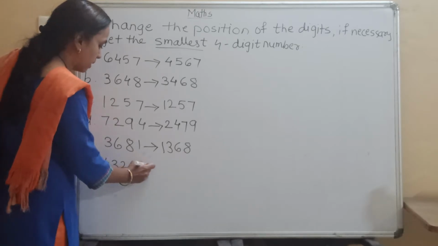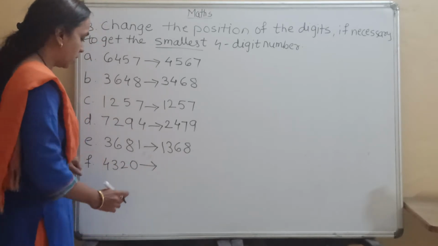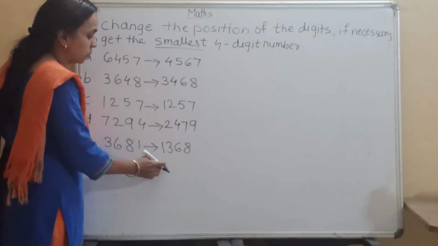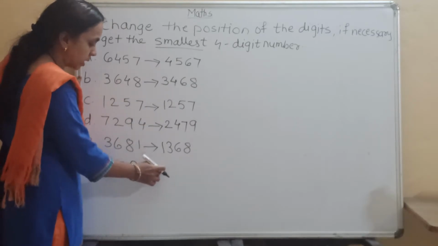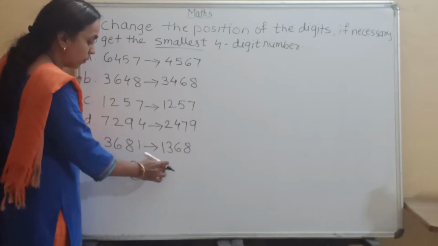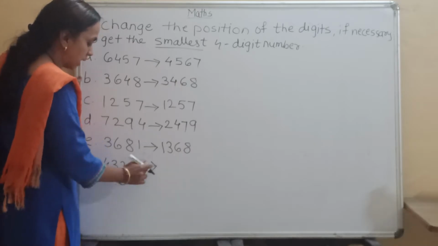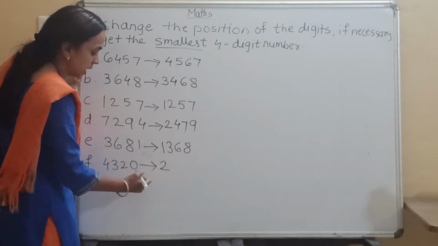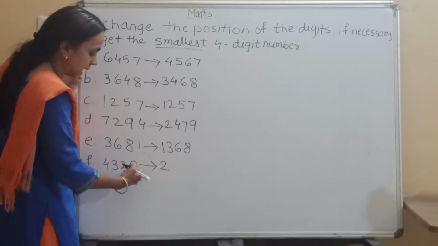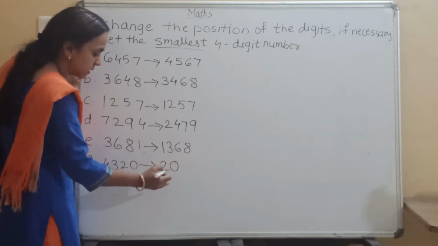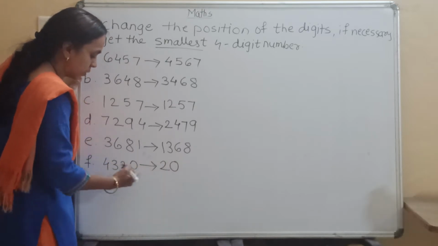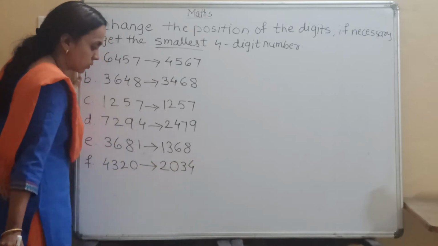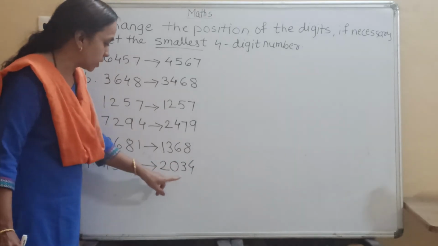Now F is what? 4320. Now, we cannot write 0 first here because we have to prepare the smallest number. So no need to write 0 first. So bigger than this 0, which digit is it? That digit we have to write first, and then we write this 0. Then bigger than 0 is 3, and bigger than 3 is 4.